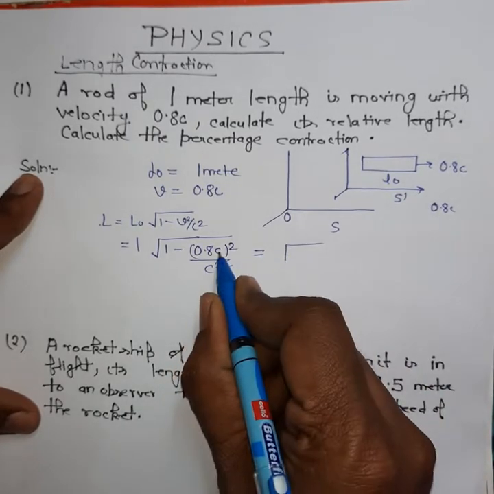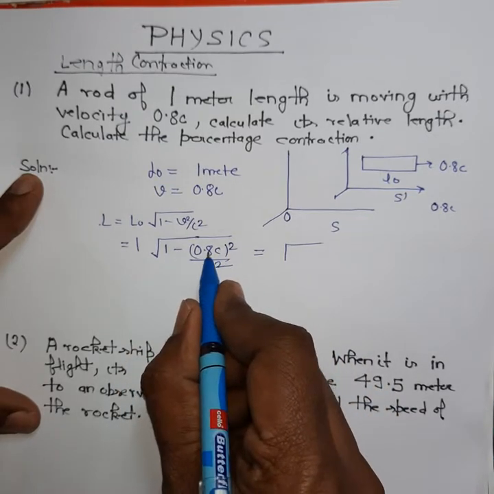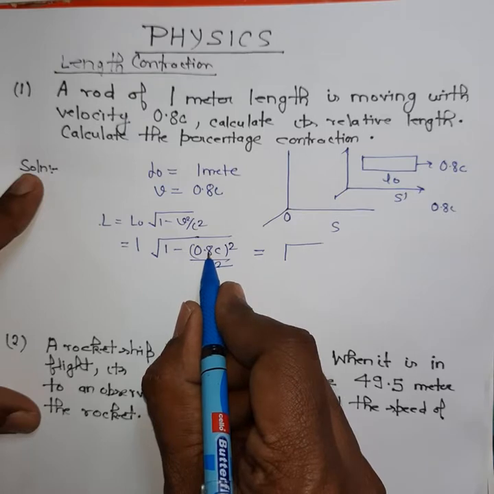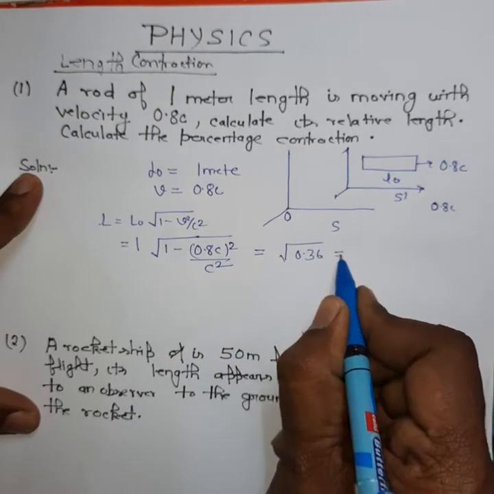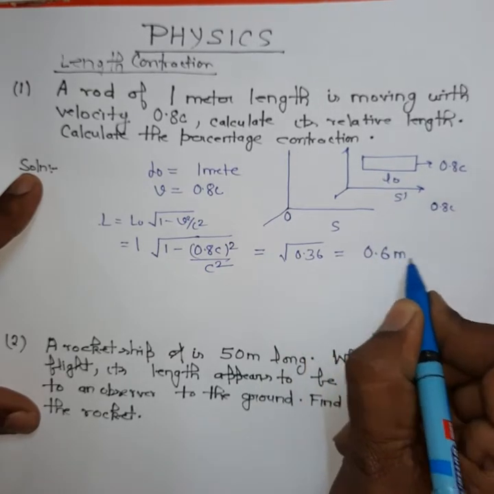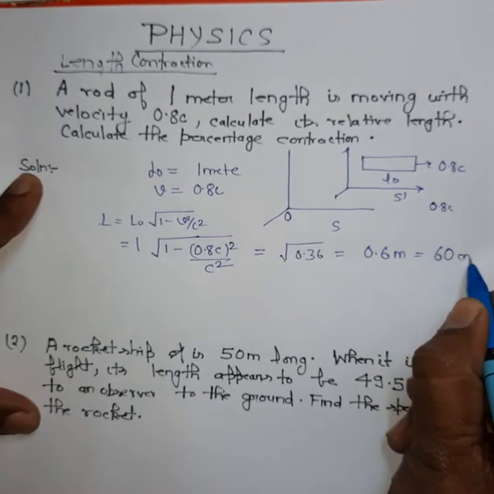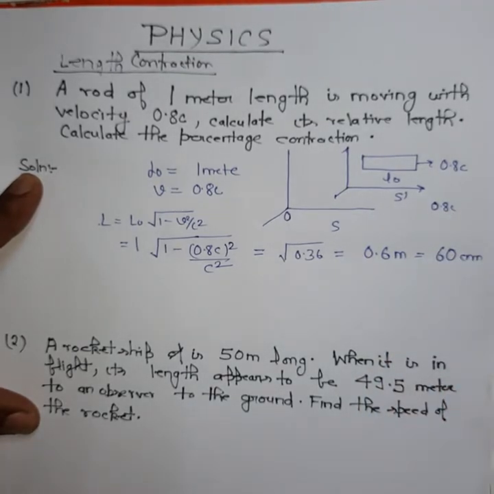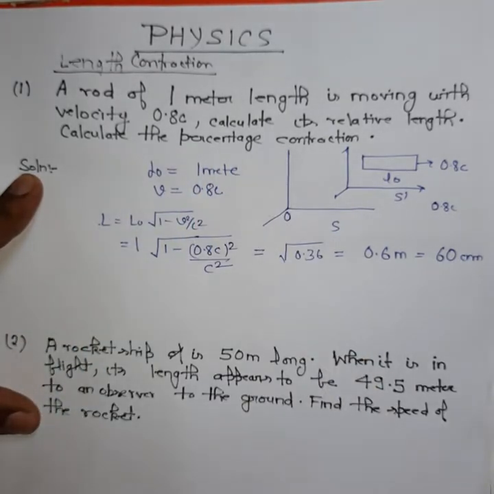When you solve it, c square and c square will cancel, and we will take the square of 0.8, which is 0.64. So you will have 0.36. When you take its square root, you will get 0.6 meter. So its relative length is 60 centimeter. Clear?